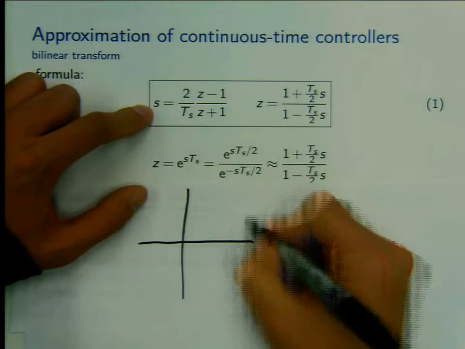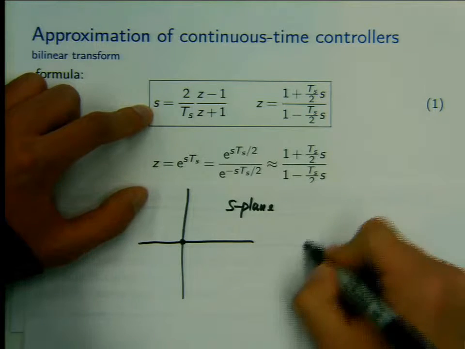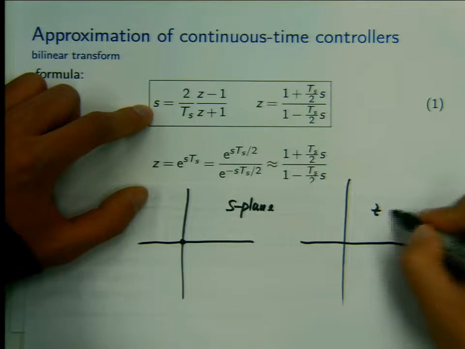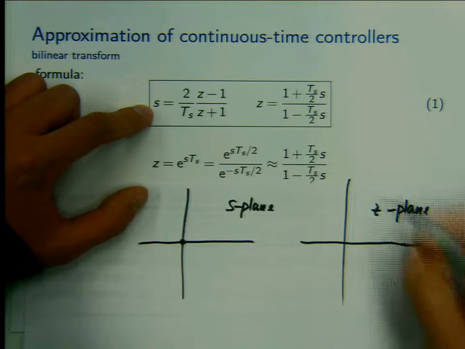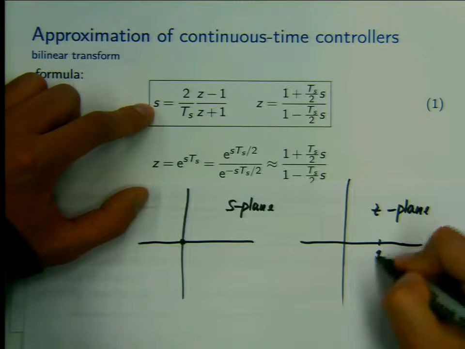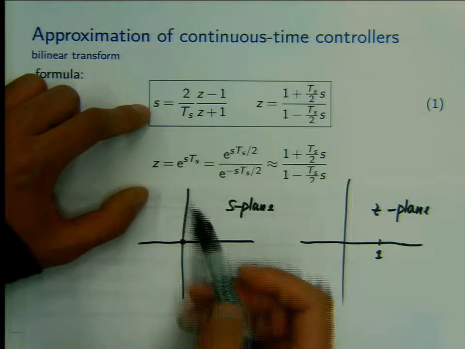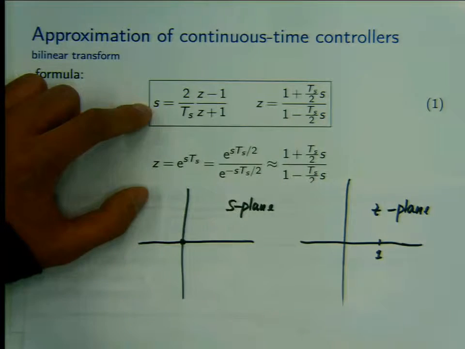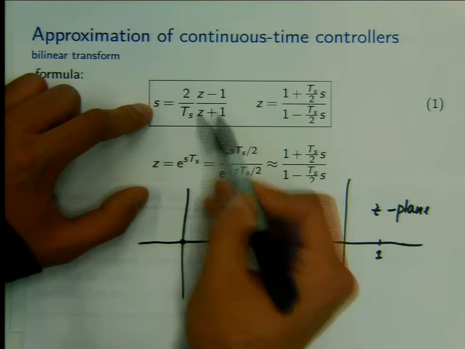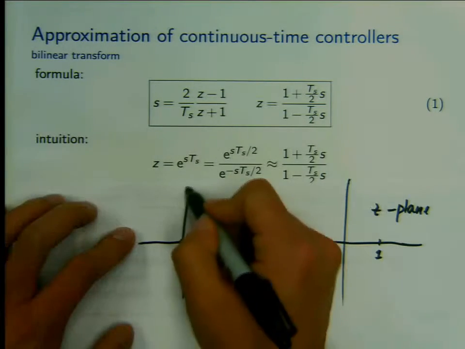Okay? So looking at this bilinear transformation in more detail, what will the origin in the s-plane be mapped to in the discrete time z-plane? If s equals 0, z has to equal 1. So what about infinity in the s domain? What will infinity be mapped to in the z domain? Yeah, if the bottom part becomes 0.